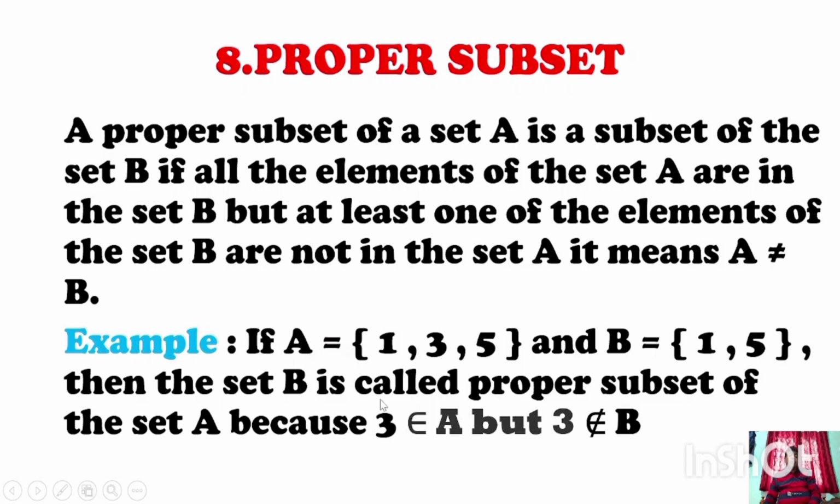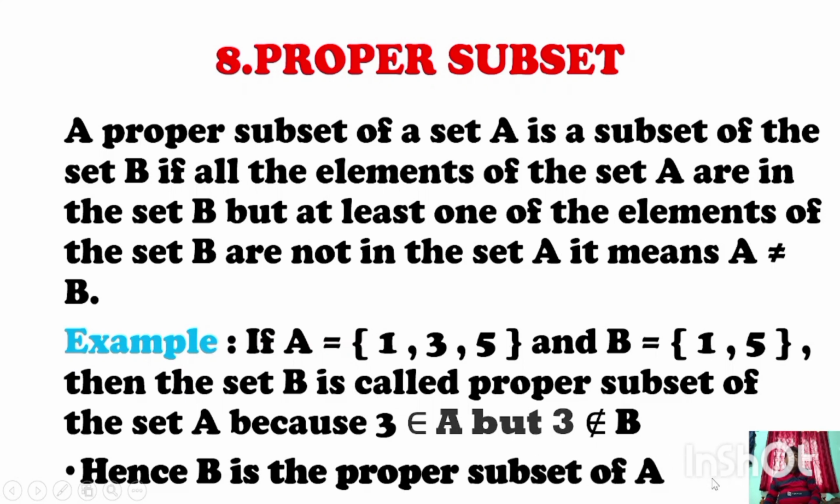Okay, because 3 belongs to the set A, but 3 does not belong to the set B. So if one of the elements of A is not in the set B, then the set B is known as a proper subset of the set A. Okay, don't get confused here. The proper subset is also a subset, but the condition is that at least one element of the set A is not in the set B. Here you see 3 belongs to A, but 3 does not belong to B. So B is a proper subset of the set A. Hence B is the proper subset of the set A. Right?